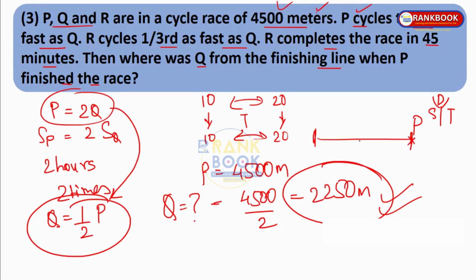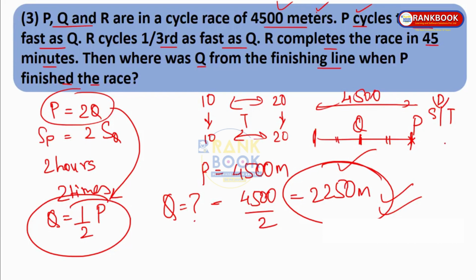We know that P will cover twice the distance as Q. Correct? So Q will be covering half the distance as P. So Q has to be at the center point, half the distance. So from the finishing line and from the start line, both the distances are the same. So if the total distance is 4,500, Q will be at 2,250. See how easy it was? That is at the center point. Q would be at the center of the track.